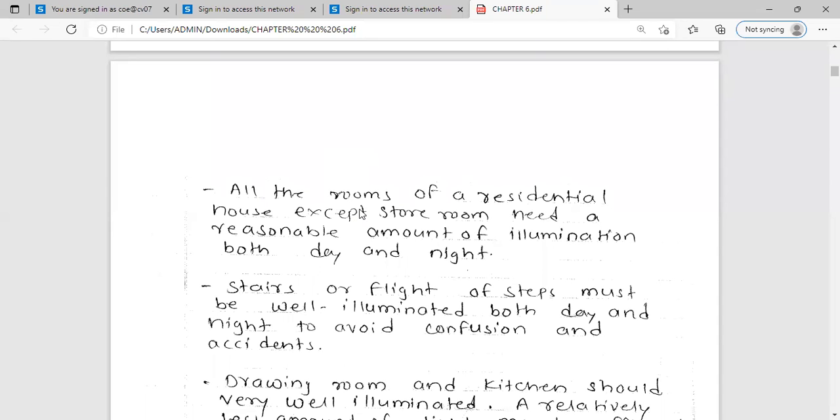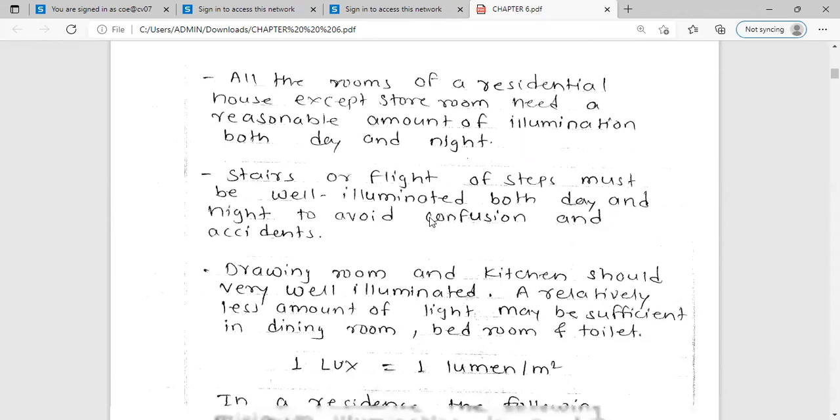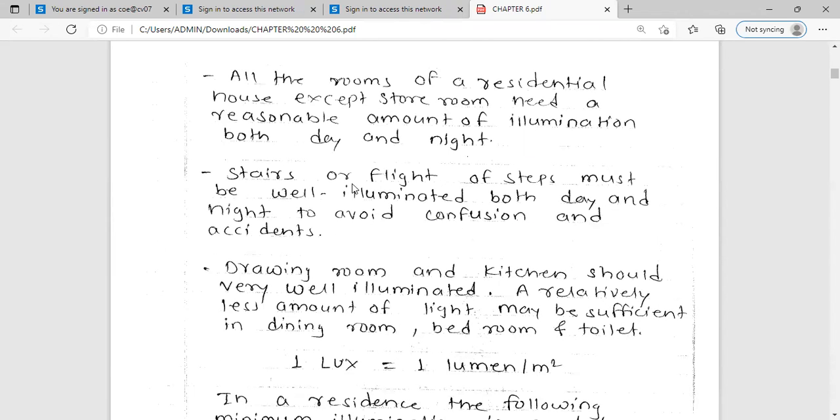All the rooms of a residential house except the storeroom need a reasonable amount of illumination both day and night. Whatever amount of illumination is required, according to that we have to go for the provision, by natural or artificial means. In the artificial way, we have to provide a sufficient number of fluorescent tubes or bulbs.